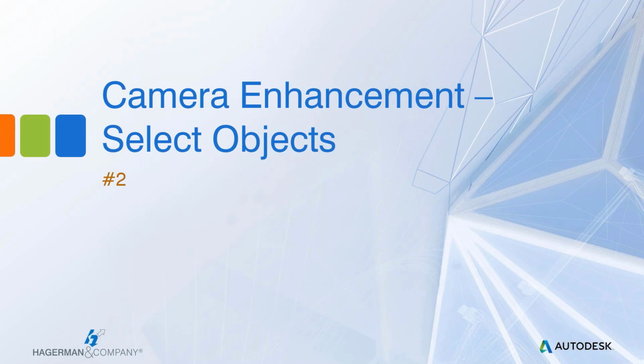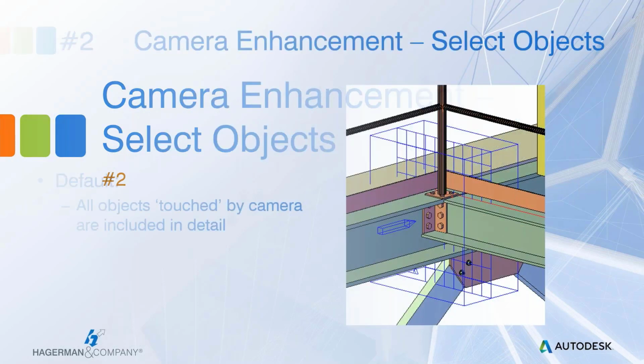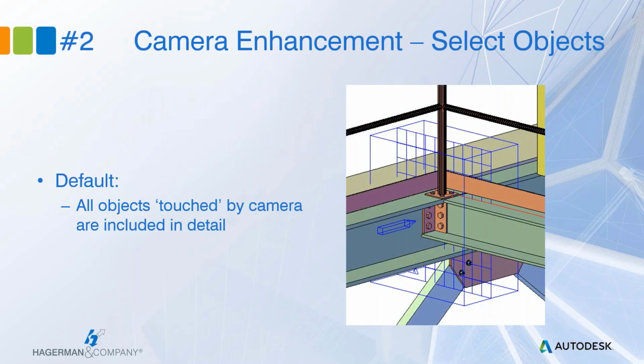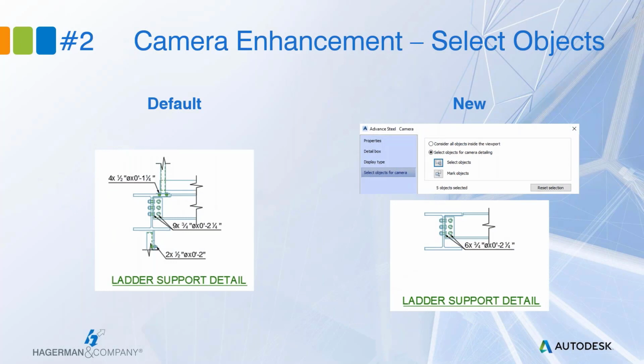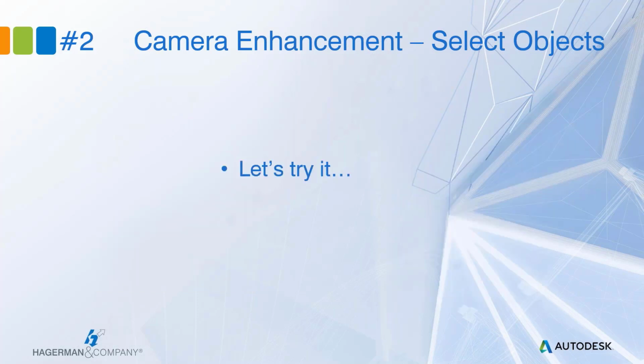Next enhancement is regarding object selection for cameras. Up until now, if an object or a feature was inside a camera, it was shown in the view on the drawing. We had to spend some time adjusting the camera box to exclude items or find some other way. On the drawing, we'd end up with more detail than we wanted, but now we can select the desired objects in the camera's properties and exclude the unwanted detail. All right, let's have a look at that one.